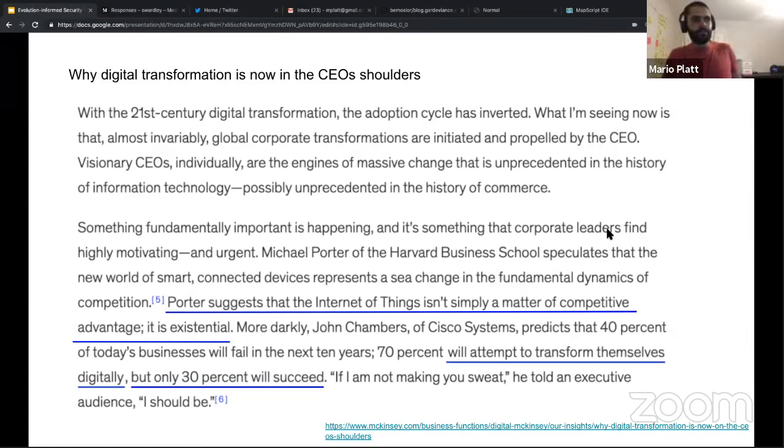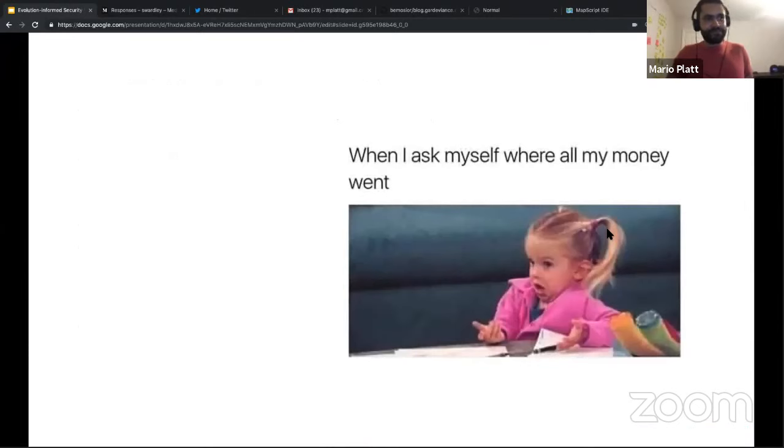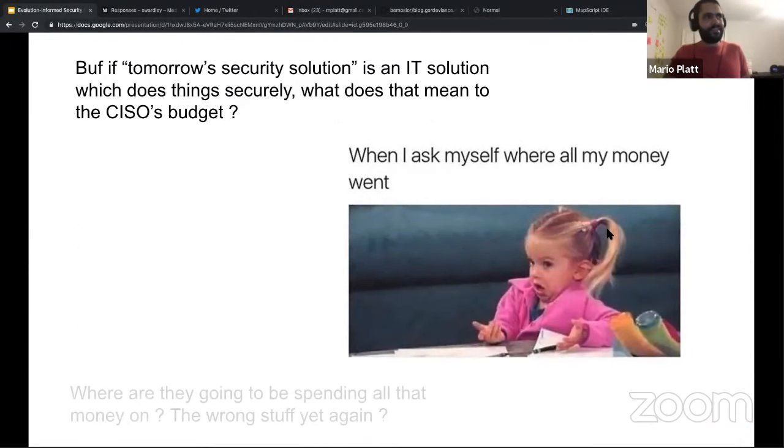Right. And what's interesting is that John Chambers from Cisco said that this isn't simply a matter of competitive advantage. It is existential. And 40% of today's businesses will fail in the next 10 years, and 70% will attempt to transform themselves digitally, but only 30% will succeed. Right? This is kind of quite scary stuff, but yeah, I do think it's probably right.